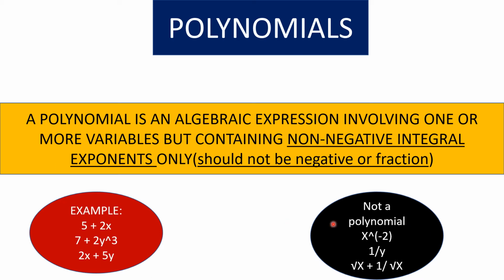Now if you are going to consider these examples, the power of x is minus 2 and 1 by y can be written as y power minus 1. So minus 1 is negative. Here also power of x, root x can be written as x power 1 by 2 and 1 upon root x, 1 upon x power 1 by 2. So all these are fractions and here it is negative. So it is not a polynomial, but these are all algebraic expressions. Thus we can conclude all algebraic expressions are not polynomials, but all polynomials are algebraic expressions.